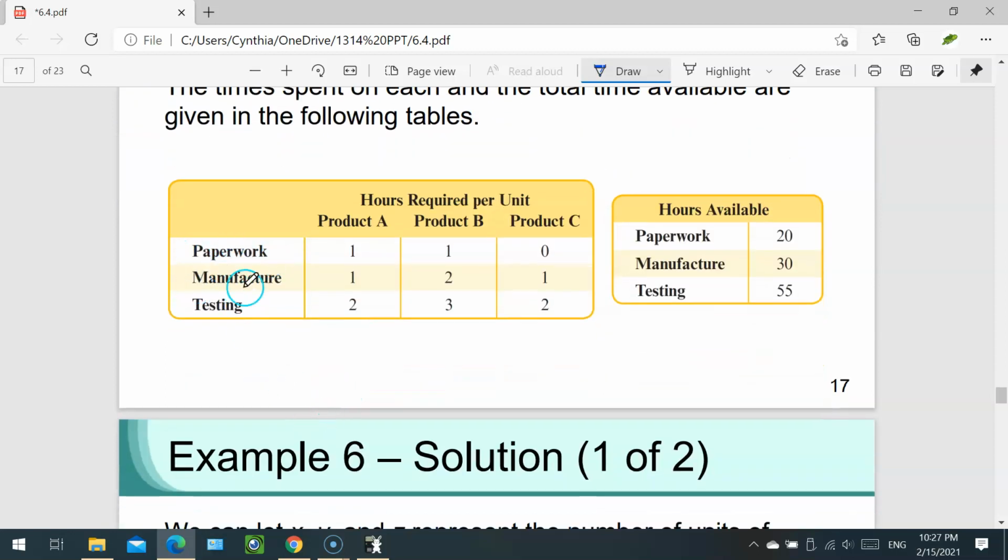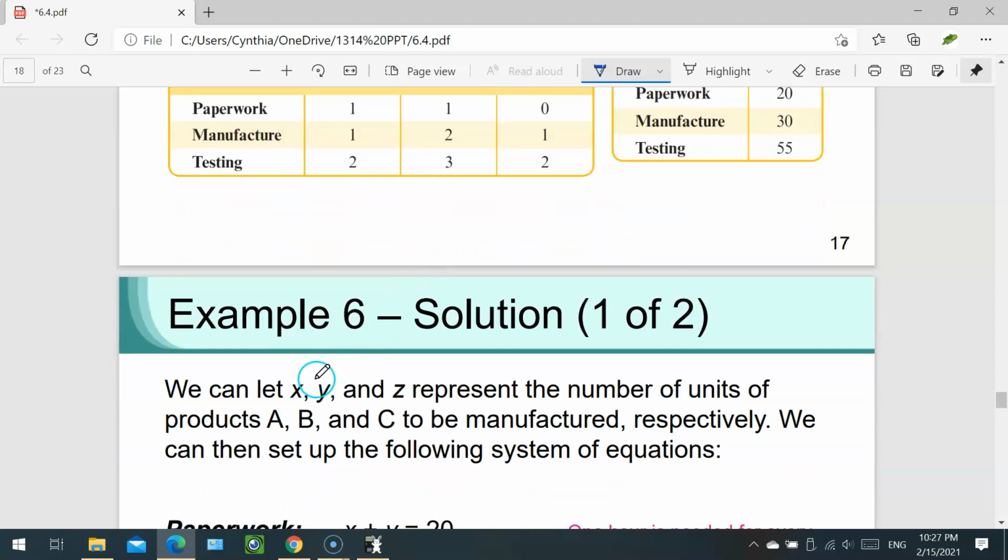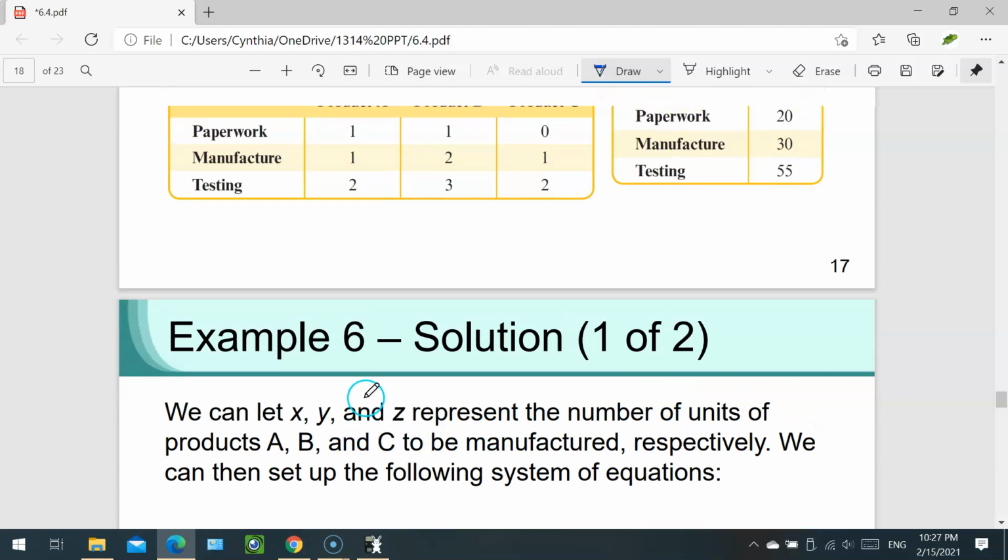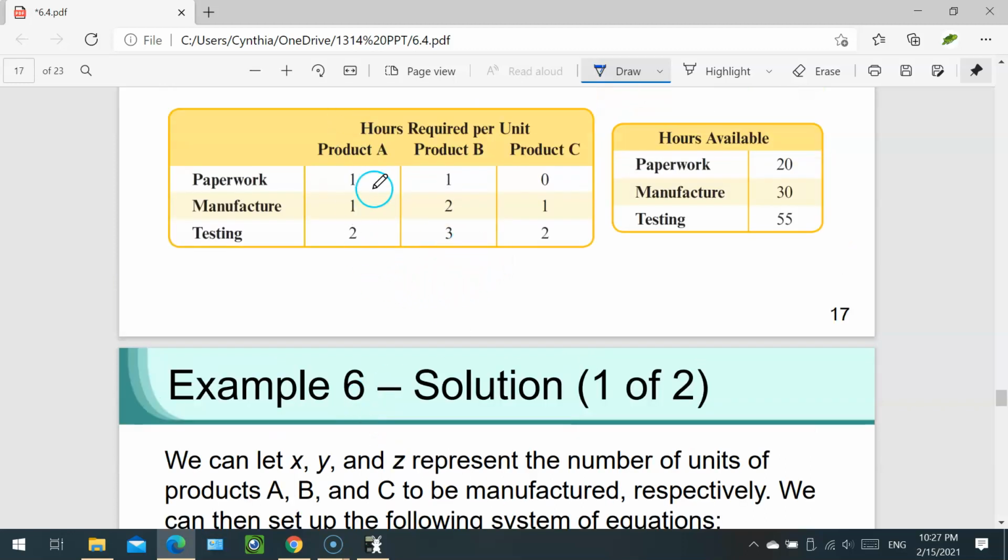So they have these 3 different categories, and it has products A, B, C. And the hours available are 20, 30, and 55. So now they want to know the number of units of each product they need to produce. So we can say this is A, this is B, this is C, right?